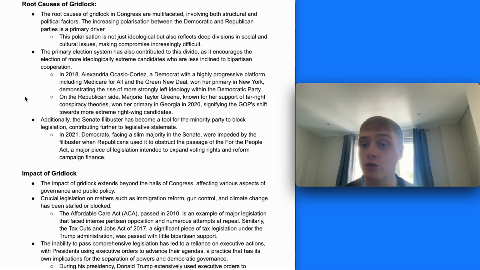So you've got the cultural causes, the polarization and partisanship. You've also got structural causes, and the final key structural cause is the filibuster, which has become a key tool for the minority party to block legislation, which contributes to further legislative stalemate. So in 2021, Democrats with a slim majority in the Senate were impeded from passing the For the People Act, a key piece of legislation intended to expand voting rights, because the filibuster was used by Republicans.